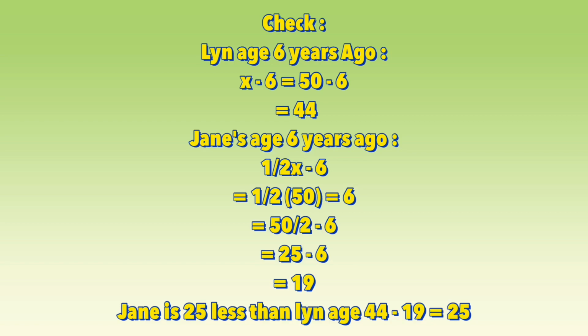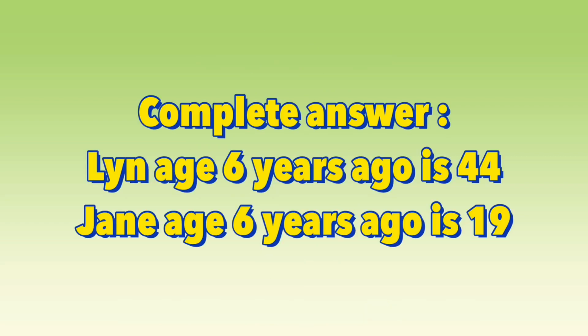Jane is 25 less than Lynn's age. So the age of Jane is 44 minus 19 equals 25, so it is 25 less. Correct. So our complete answer: Lynn's age 6 years ago is 44 and Jane's age 6 years ago is 19.